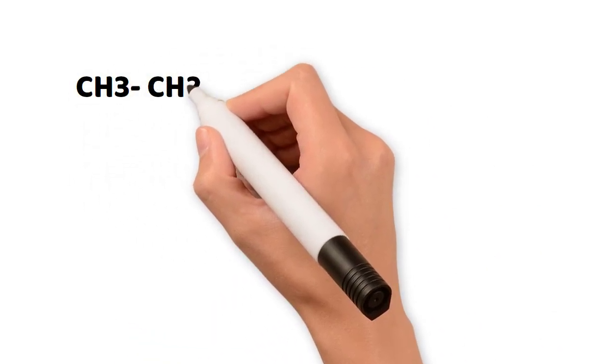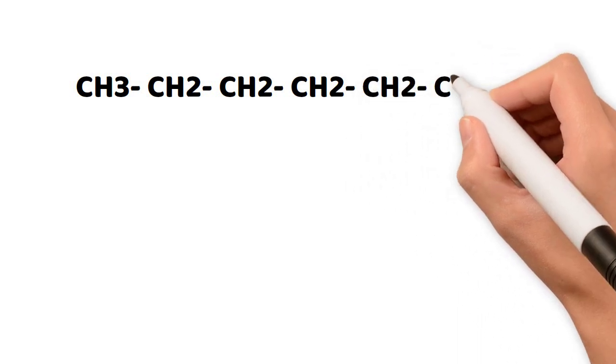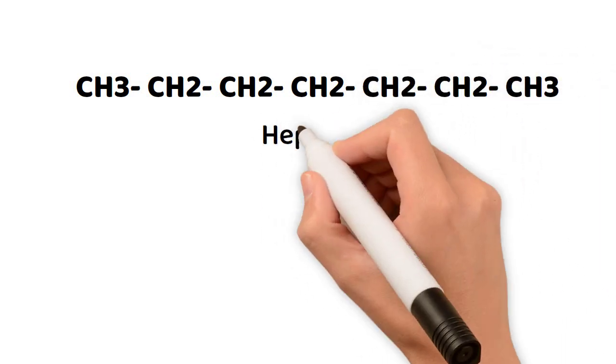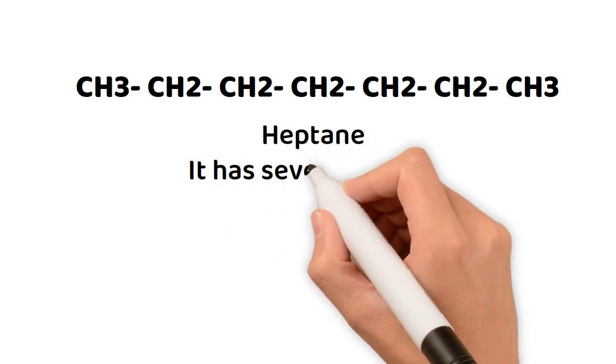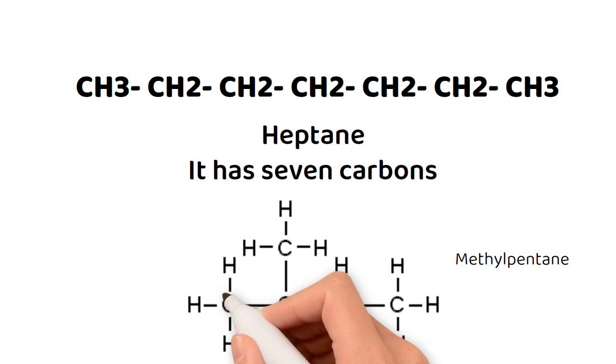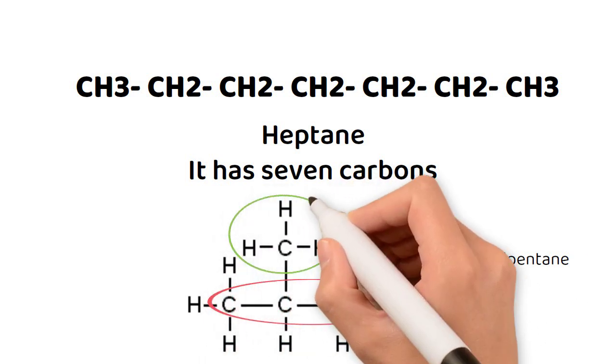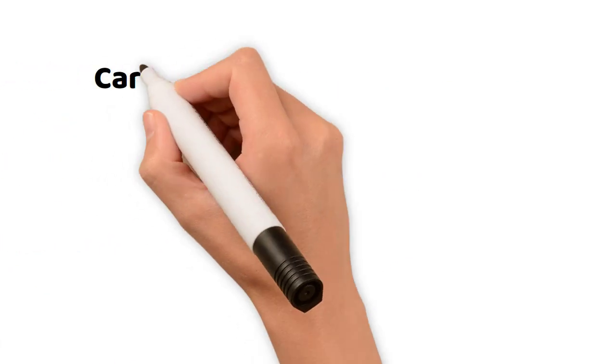So, CH3, CH2, CH2, CH2, CH2, CH2, CH3 is named heptane. It has 7 carbons. This diagram is for methylpentane. The longest straight chain is 5 carbons with a single carbon, methyl, attached.